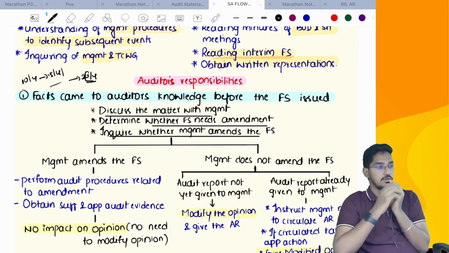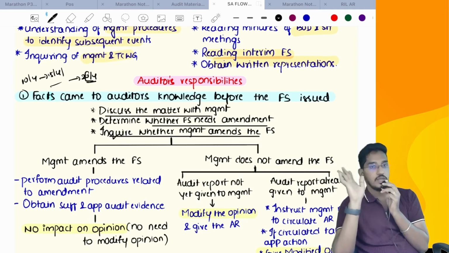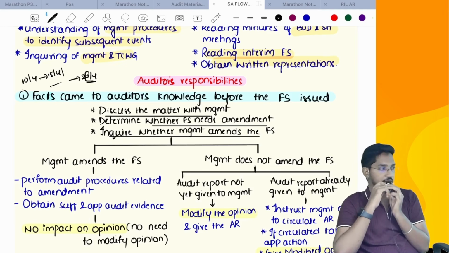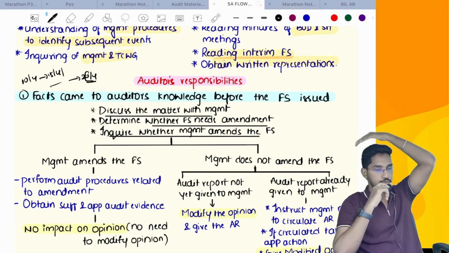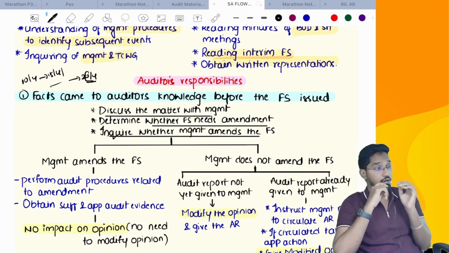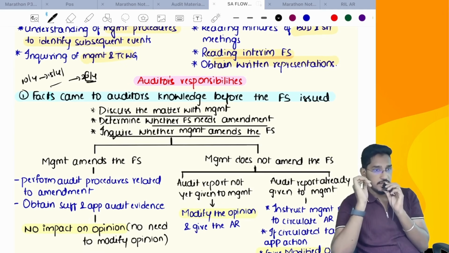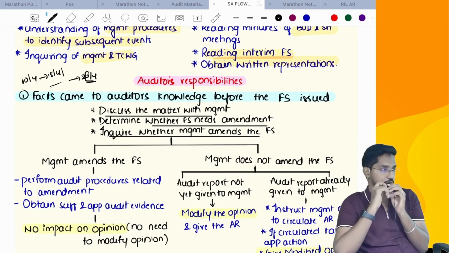Now the problem comes. What is the problem? Management is not ready to amend the financial statements. If the management is not ready to amend the financial statements, here also there could be two cases. See, now you can't give the old audit report. What should you do? You should give a modified opinion. Why? Because management is not amending the financial statements. You have to definitely give a new audit report. But here also there could be two cases.